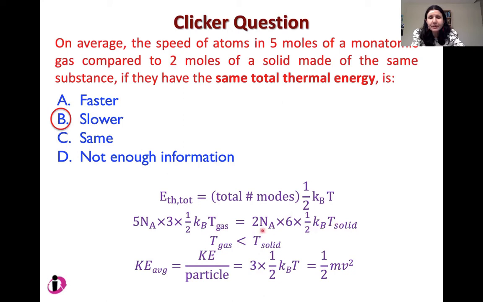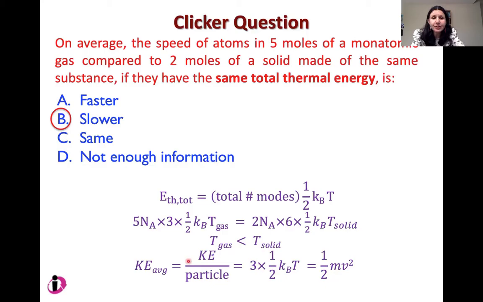Now which temperature will be greater? Well, let's look at the prefactor. Here's 15 and here's 12. So the bigger number has to be multiplied by a smaller number in order to have the same number on this side. So the T of gas, and you can even find the ratio, is going to be 12/15. So the T of gas has to be smaller than the temperature in the solid. So the gas is at a lower temperature. Intuitively you would think, okay, lower temperature means they should be moving slower, and that's the case.